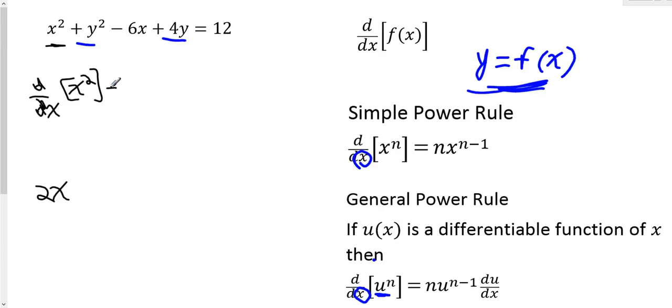And then we're going to take the derivative with respect to x also of y squared. Well, in this case, we can't use the simple power rule because the variable that I'm taking the derivative with respect to doesn't match up with the variable I'm raising to the power. So in this case, I'm going to have to use the general power rule because I do know that y is a function of x.